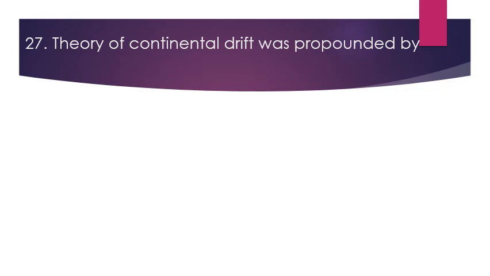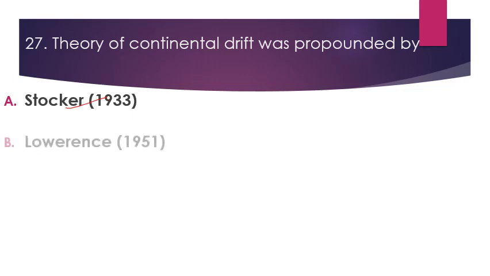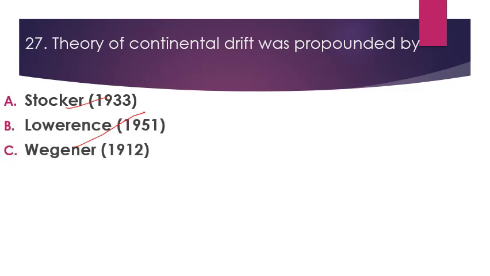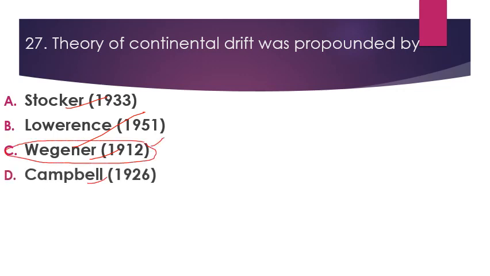So this theory explains how the landmass was distributed into small continents or divided into small continents. So this theory explains this distribution of landmass. So it was given by, our options are Stocker 1933, Lawrence 1951, Wegener 1912 or Campbell 1926. So its right answer is Wegener 1912.